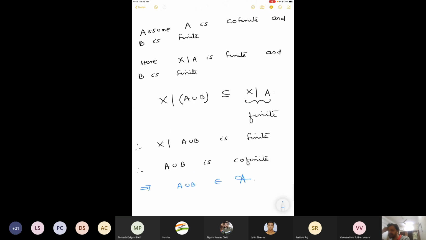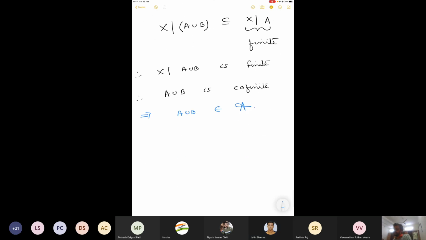Again, the same thing will work. Yes or no? If you see here, I have not used finiteness of B. Irrespective of whether B is finite or not, once A is cofinite, I could prove that A union B is in script A. Am I right? Yes, sir. So all other two cases can also be similarly dealt with.